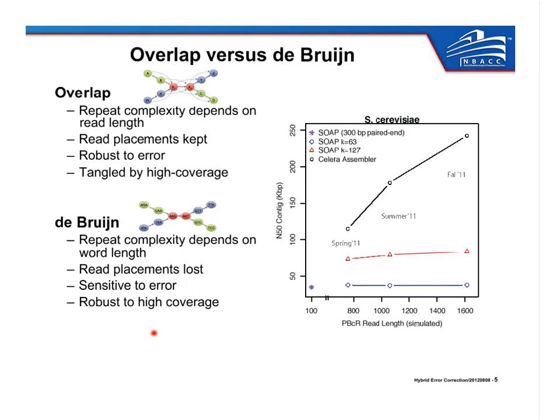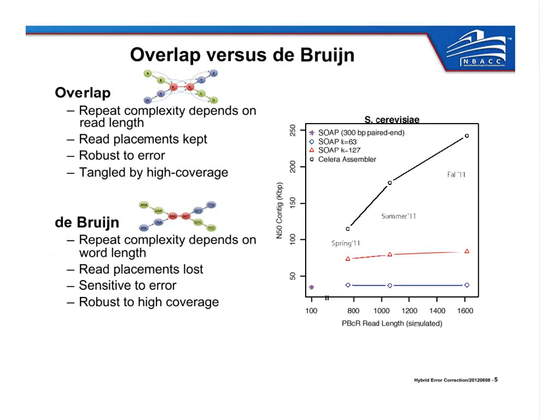We wanted to take the most advantage of those long reads, so we set out to go with an overlap-based approach. The key being that the repeat complexity in your graph depends solely on the read length, not your choice of a k-mer. And also overlap approaches tend to be robust to error, whereas De Bruijn has some of the opposite aspects, where it's good at high coverage data, but in contrast, the repeat complexity depends on the word length that you choose. So if you choose a small k, you get a highly tangled graph.